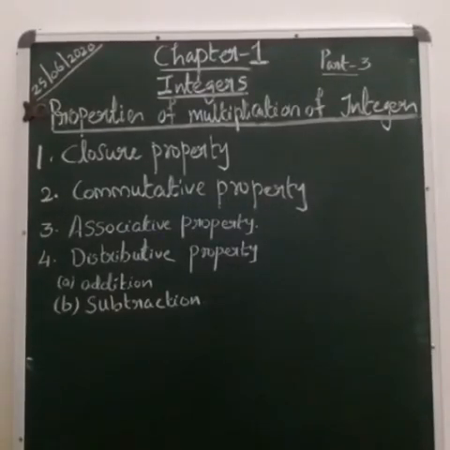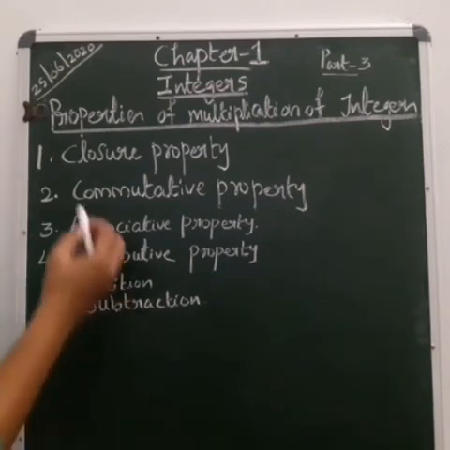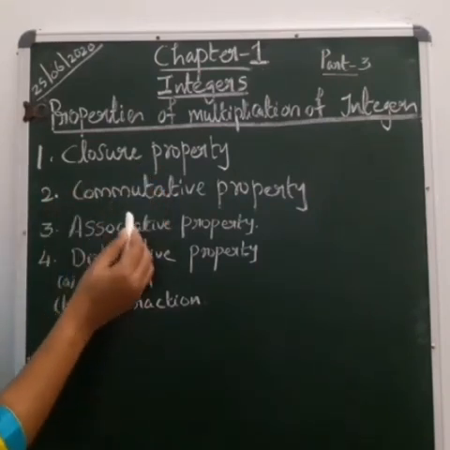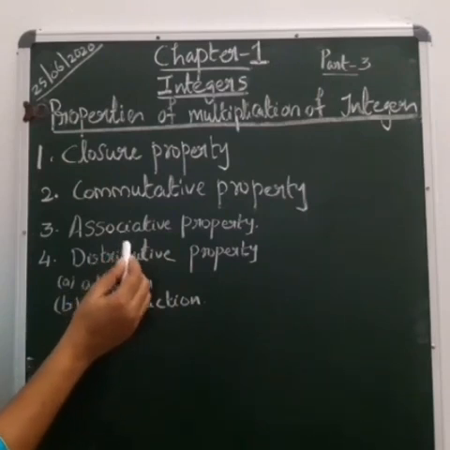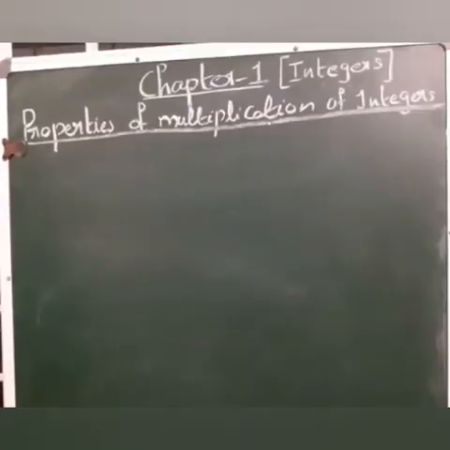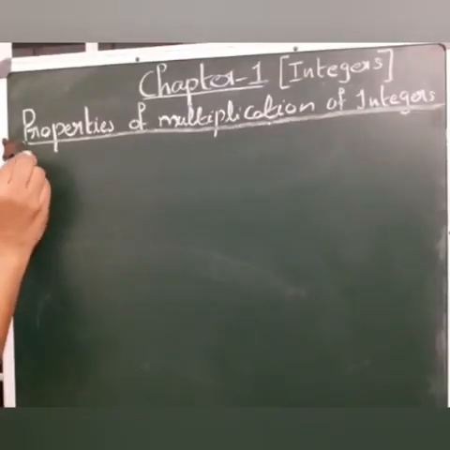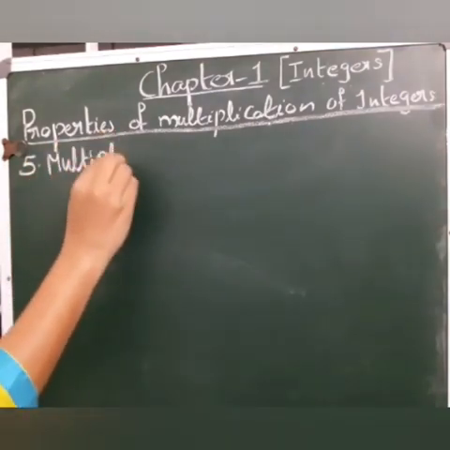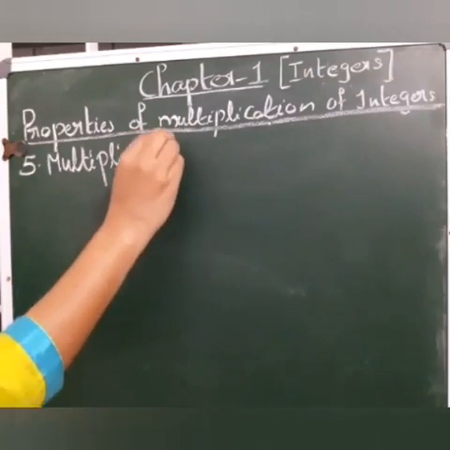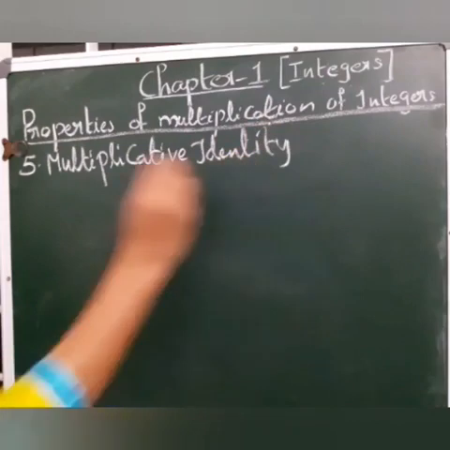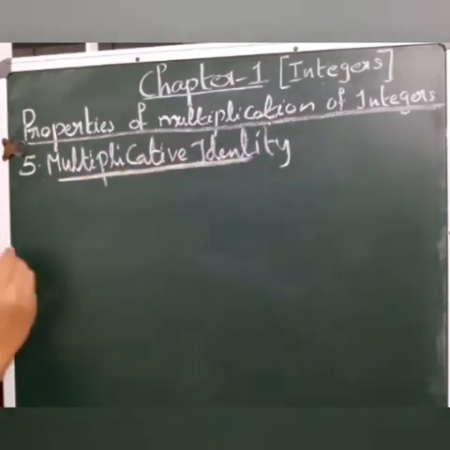Good morning, children. Let us recall the properties which you learned in the last class. First one, closure property, commutative property, associative property and distributive property over addition and subtraction. Some more properties are there. Next is multiplicative identity. This I will explain through an example.